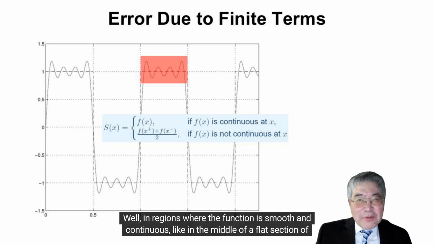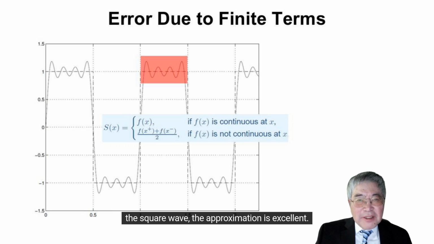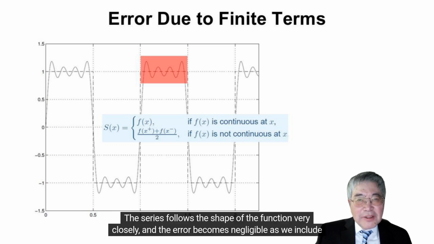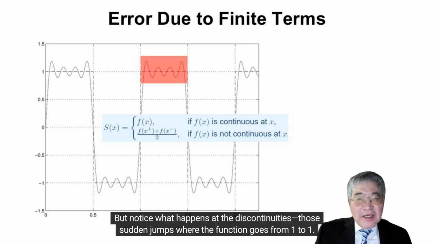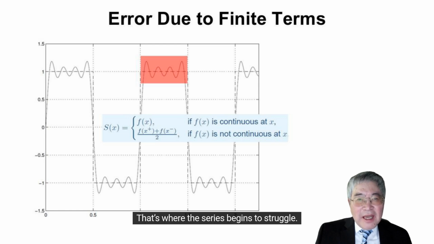Well, in regions where the function is smooth and continuous, like in the middle of a flat section of the square wave, the approximation is excellent. The series follows the shape of the function very closely, and the error becomes negligible as we include more terms. But notice what happens at the discontinuities, those sudden jumps where the function goes from 1 to -1. That's where the series begins to struggle.